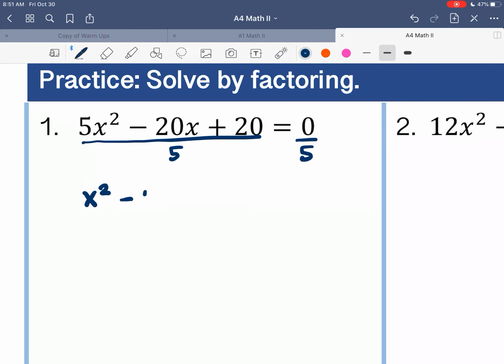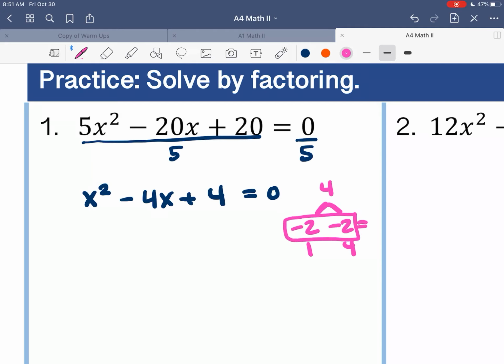So this one will be x squared minus 4x plus 4 equals 0. Interesting. And now it doesn't even have a leading coefficient, so we can factor this just like we were doing yesterday. Our c value is 4, and pairs of numbers that make 4 are 2 and 2, and 1 and 4. We need them to add to our b value, so if we make both of these negative, they will equal negative 4. And we just have x minus 2 times x minus 2.